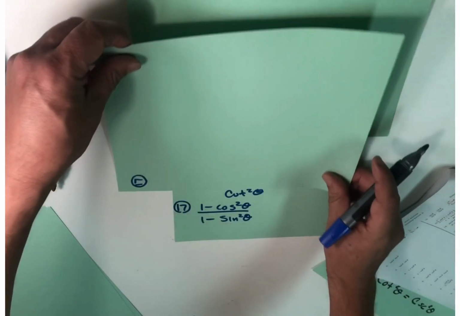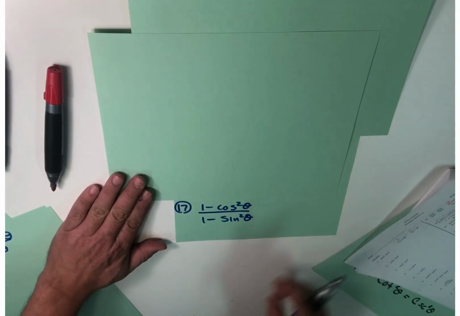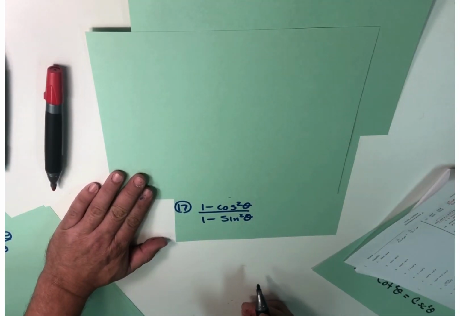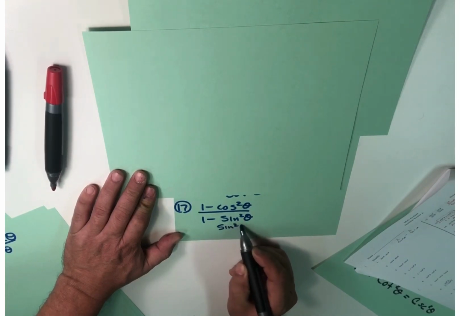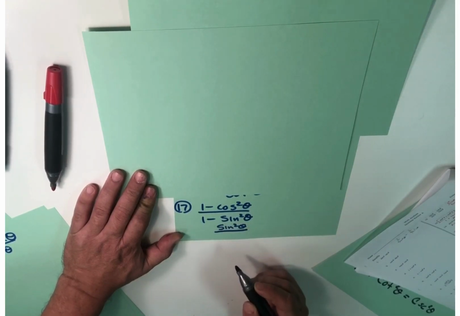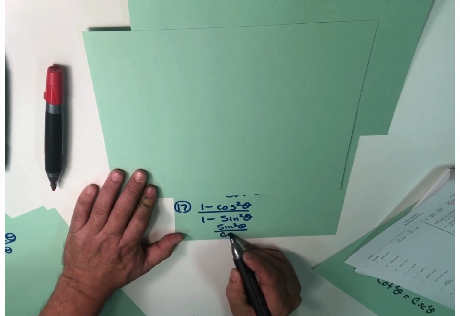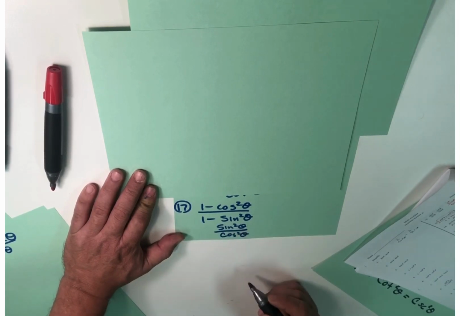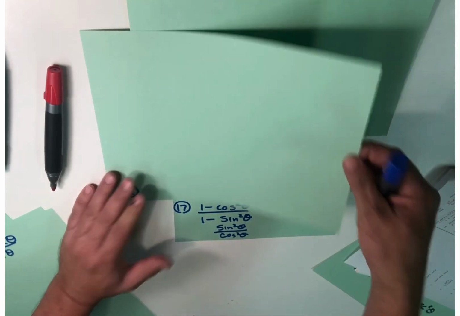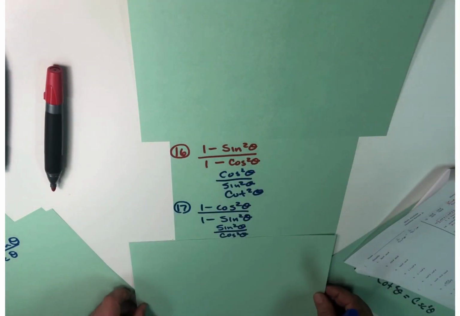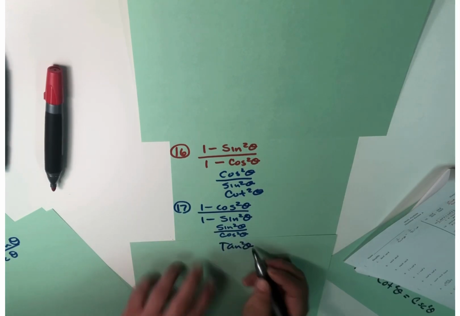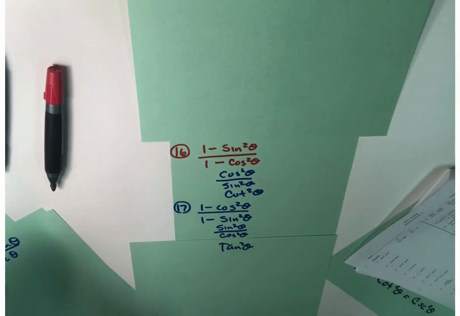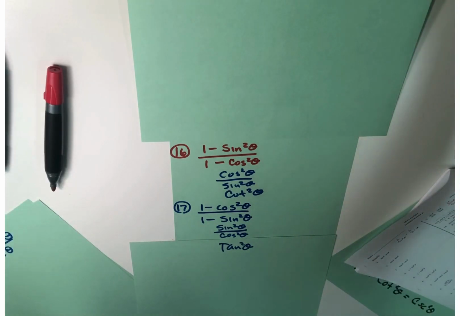Let's do it again. This one is very similar to that one. What is 1 minus cosine squared theta? It is sine squared theta. And what is 1 minus sine squared theta? It is cosine squared theta. So when I divide this, sine squared theta divided by cosine squared theta, of course, is tangent squared theta. And that is all the way to number 17.